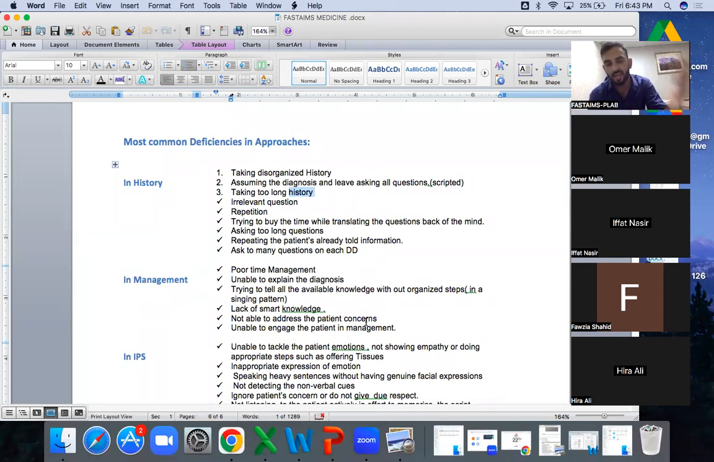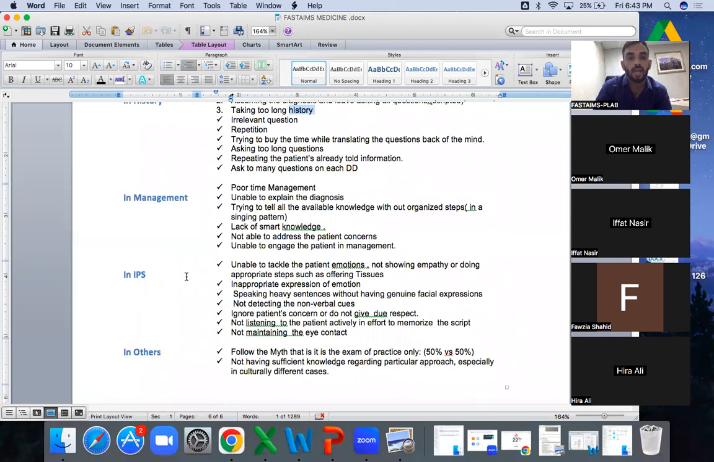So again, time management is important here, and the patient-centered approach, being unable to engage the patient in the management, we have talked about in great detail. Similarly, in IPS, being unable to tackle the patient's emotions, not showing empathy or not doing appropriate steps such as offering the tissue. I need to offer appropriate empathy, sympathy, whatever is needed. Sometimes people show inappropriate emotions.